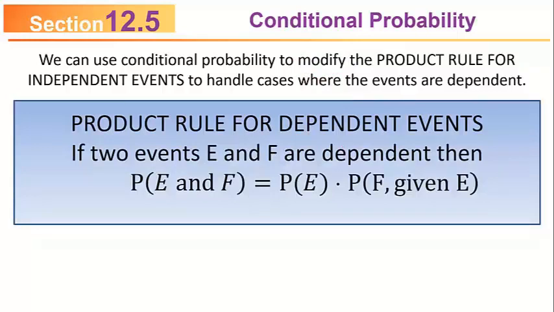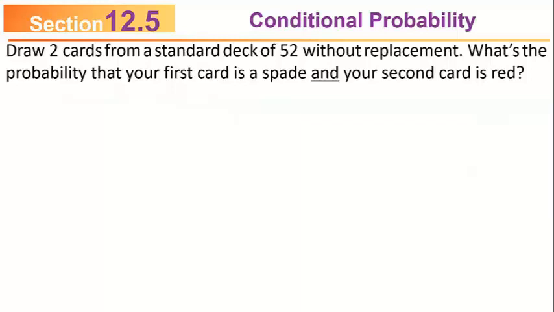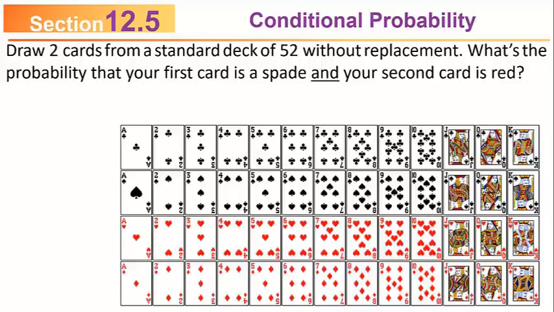If 2 events, E and F, are dependent, then the probability of E and F is the probability of E times the probability of F given E. Let's do an example. Let's draw 2 cards from a standard deck of 52 without replacement. What's the probability that your first card is a spade and your second card is red?